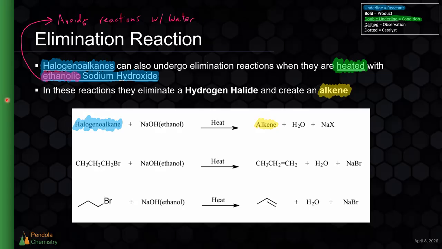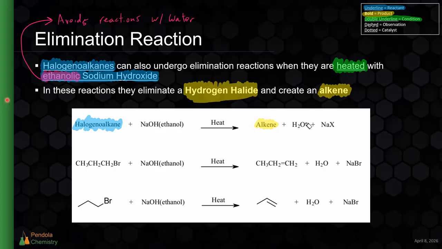And then our products are going to be two. One of our products, in bold, is going to be the alkene that the halogenoalkane turns into. And then the other product is going to be a hydrogen halide compound. And again, this is because this is essentially the opposite of the addition reaction of a hydrogen halide to an alkene. So we're essentially just going backwards.